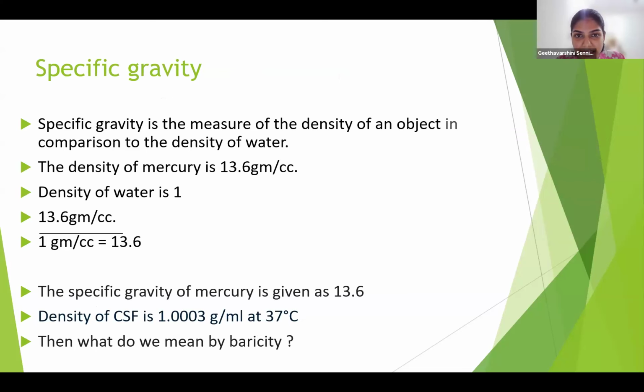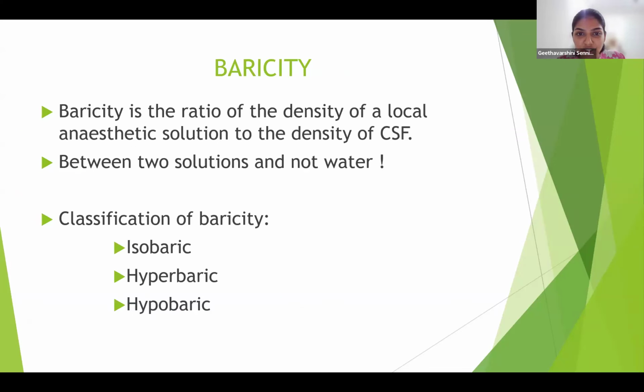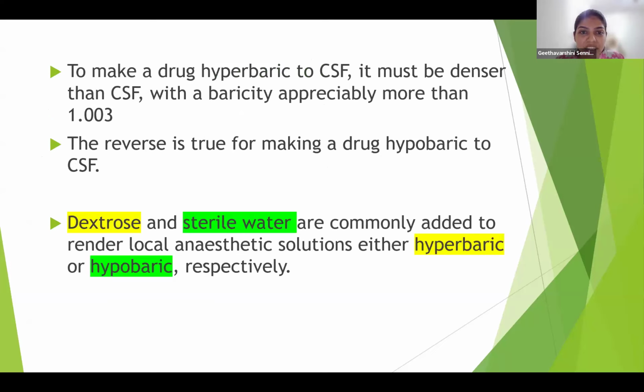Then what do we mean by baricity? Baricity is the ratio of density of local anesthetic solution to the density of CSF. Baricity is the ratio comparing the density of two different solutions, whereas specific gravity is the density of a substance to the density of water. As we know, the classification of baricity is isobaric, hyperbaric, and hypobaric. To make a drug hyperbaric to CSF, it must be denser than CSF, which is with a baricity appreciably more than 1.003. The reverse is true for making a drug hypobaric to the CSF.